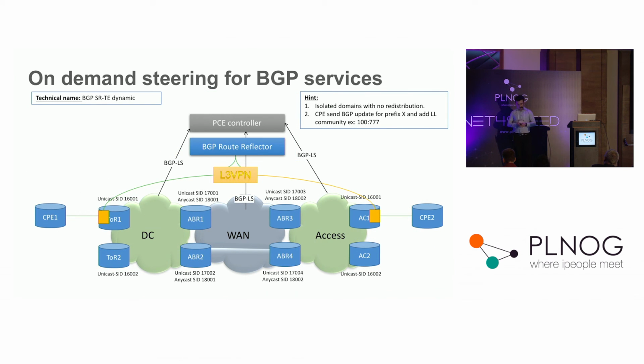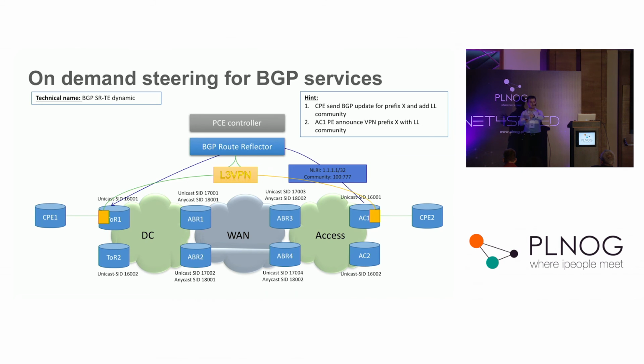And this is the last case, a use case with layer 3 VPNs, okay? Again, you don't have visibility. So now all the domains are isolated. The CPE on the right side, CPE2, advertises a prefix X with a specific BGP community, in this case 100:777, and we will see why. Once that prefix reaches AC1 via BGP, AC1 forwards it back to the route reflector, and the route reflector reflects it to TOR1, because the route reflector is the only device that talks to all of these domains. So it will reflect that prefix with that specific BGP community to TOR1, okay?